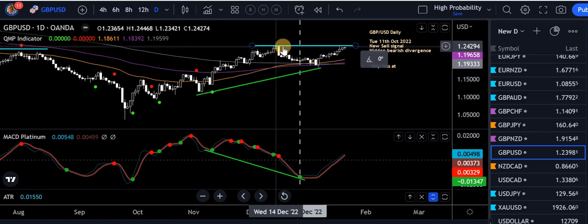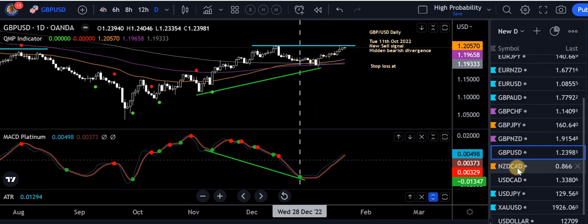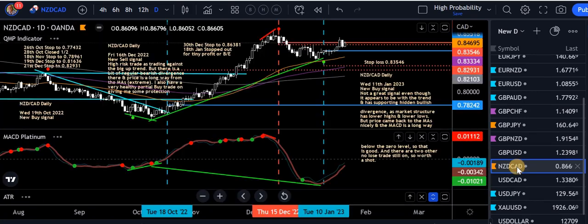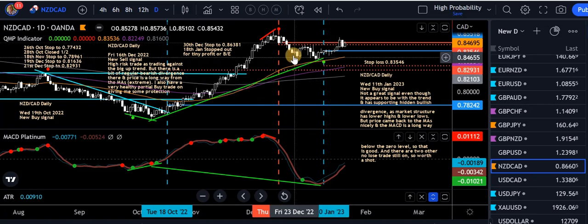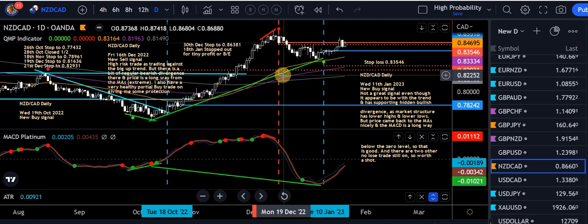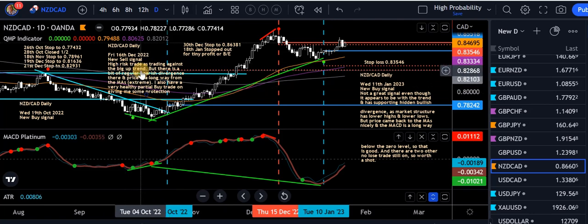But no trades on at the moment. We're at this previous high, so just waiting. New Zealand CAD. Right, we were stopped out on trade. This is the sell from 16th of December. So this one here.